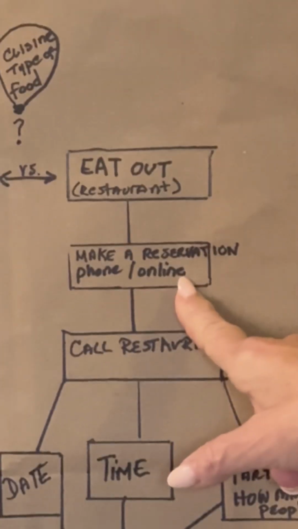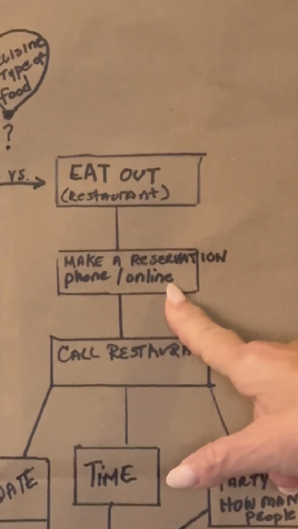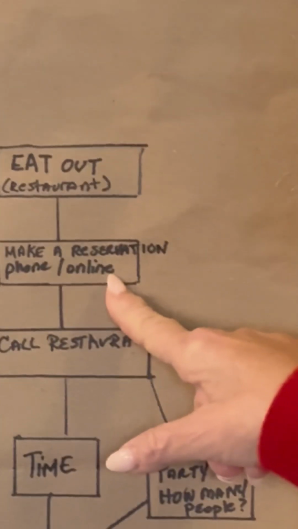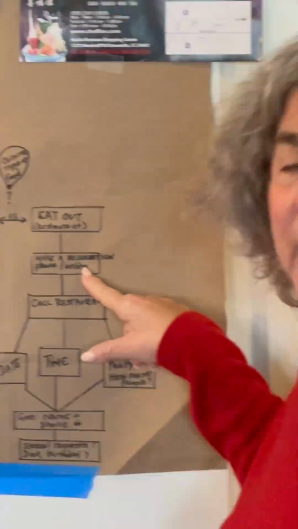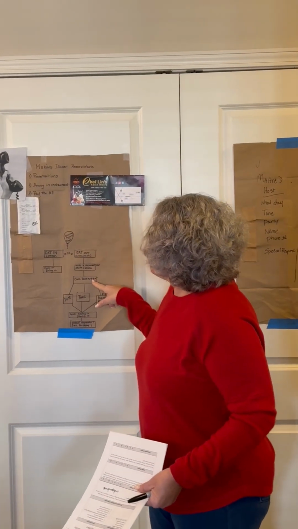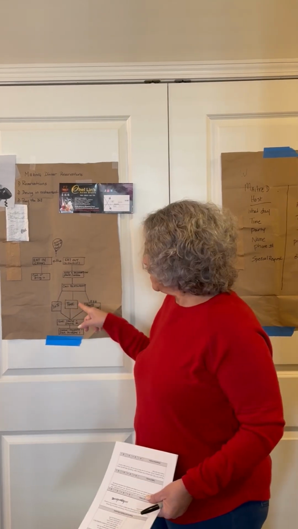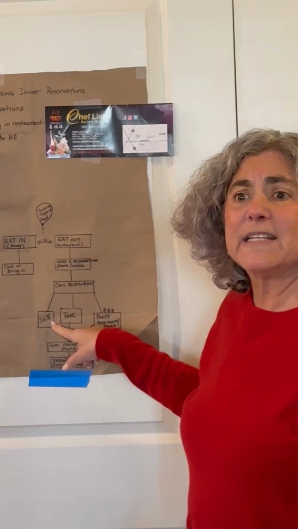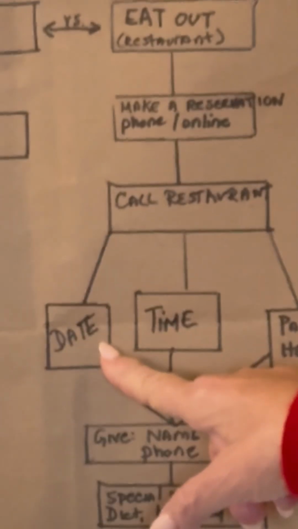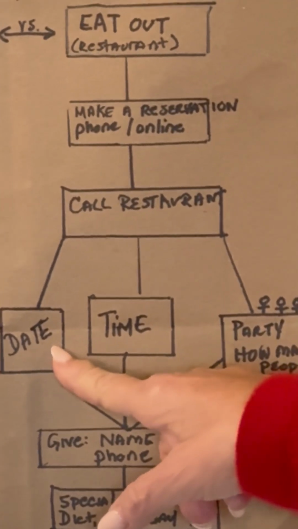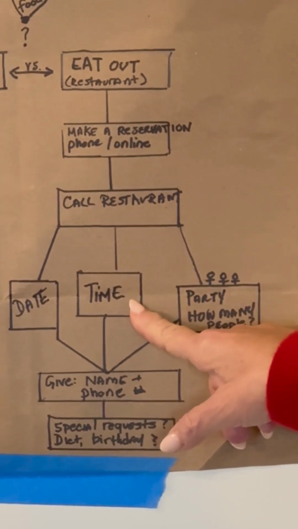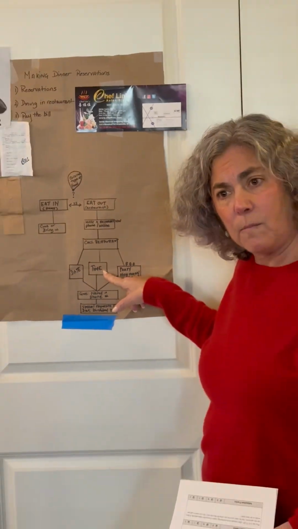First thing, like I said, is you call or you work on the computer. You get the restaurant's name up and you make a reservation. When you call the restaurant, they're going to ask you for some information. They're going to ask you for the date that you want to come in. What day would you like to come? They're going to ask you the time. What time would you like to come?